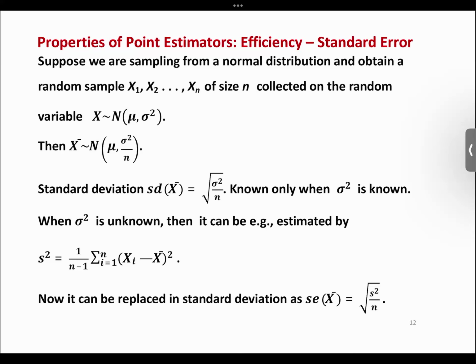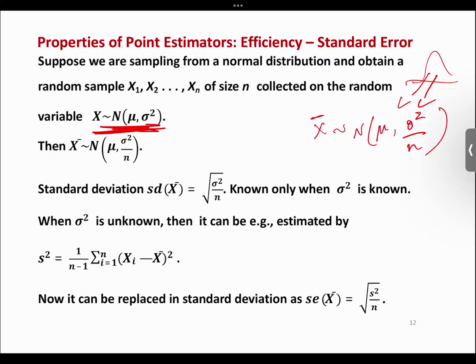Okay, so let's say there's a normal distribution and you do random sampling from the normal distribution. In that case, the sample mean from the normal distribution will also follow a normal distribution with mean mu and variance sigma square by n. So this is the usual normal distribution, but when you sample, it will follow a normal distribution with variance sigma square divided by n. So in this case, the standard deviation would be the square root of sigma square by n.